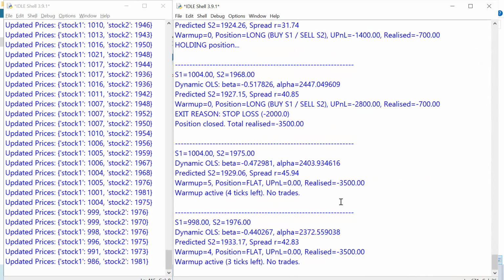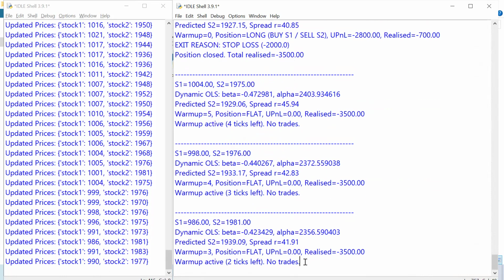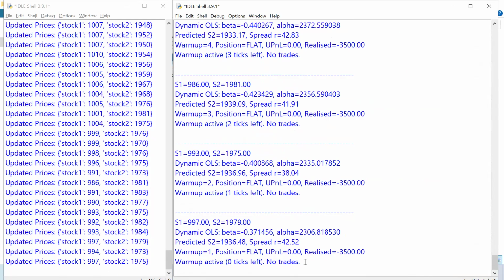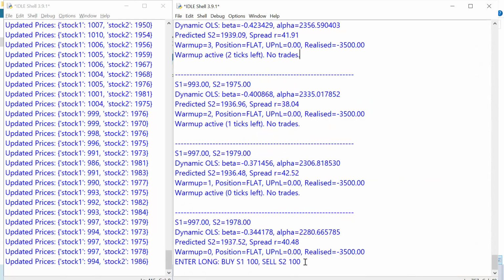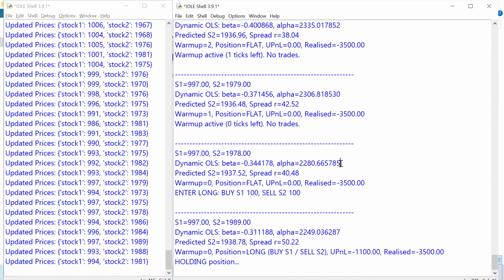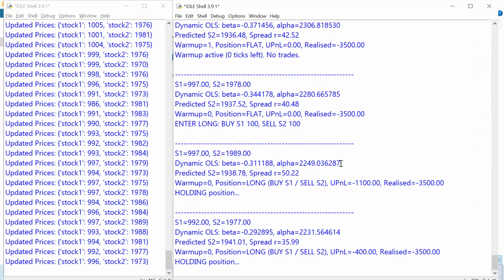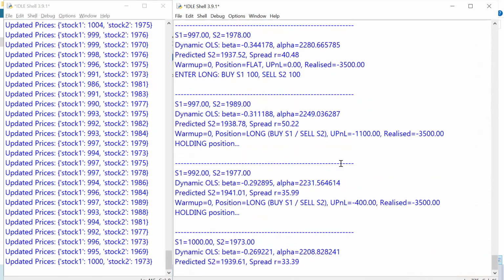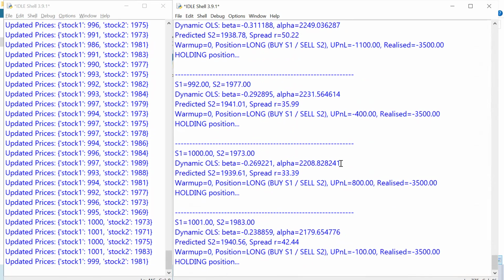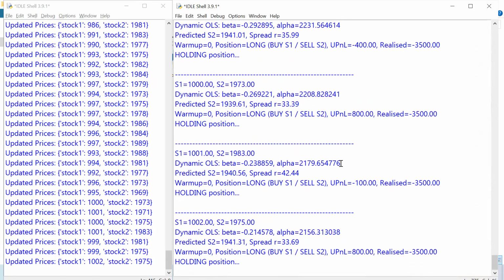We have to change this delay. Then only it is possible to be profitable, because both the tick sizes are different. But just to show you what is happening in the market, I intentionally kept a delay. I'll show you a faster version also. So now we are currently holding a position: buy S1, sell S2, because S1 is cheap and S2 is expensive as per the movement, as per the spread.